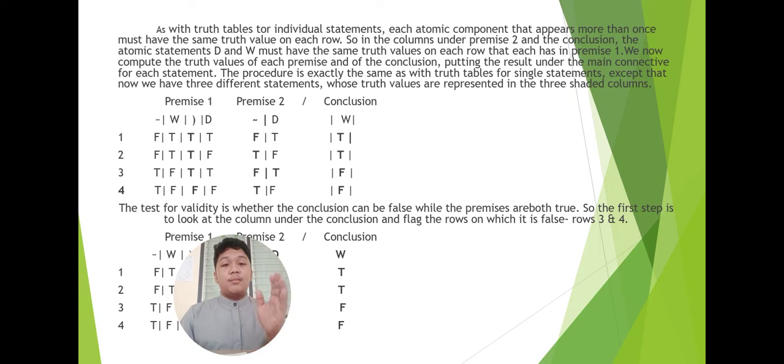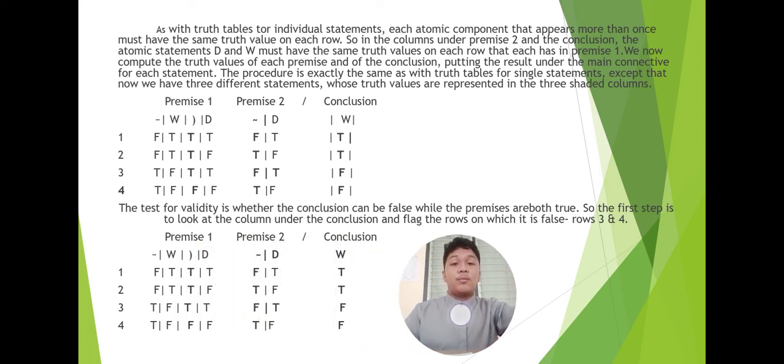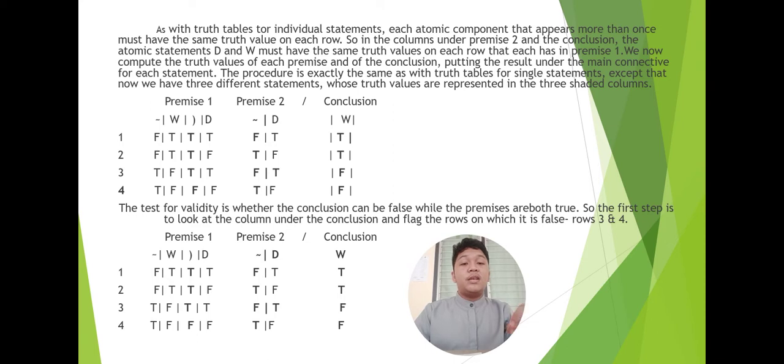Then, there we can test whether the conclusion is false while both premises are true. So, we'll proceed. The test for validity is whether the conclusion can be false while the premises are both true. So, first step is to look at the column under the conclusion and flag the rows on which it is false, rows 3 and 4. So, going down below, rows 3 and 4.